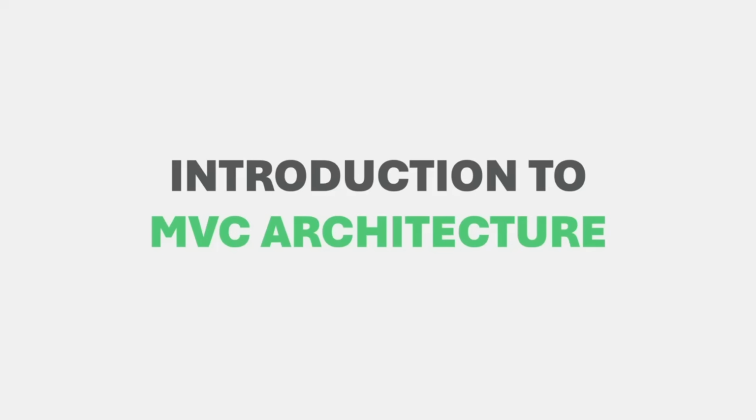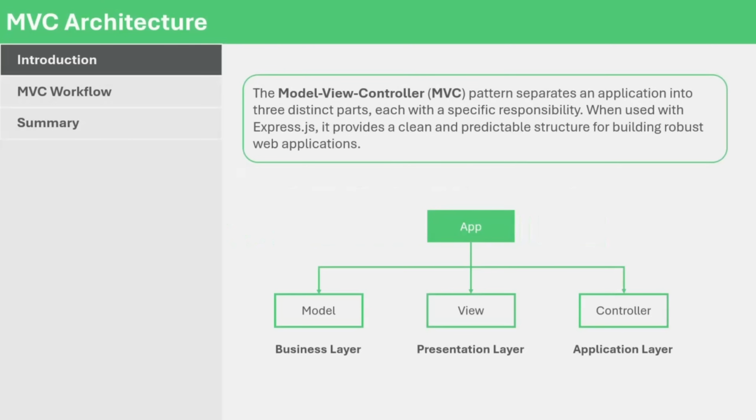So in this lecture, we are going to have a brief overview of MVC architecture, and then we will organize the files of our application using the MVC architecture. Now MVC stands for Model View Controller, and it is a pattern that separates an application into three distinct parts, each with a specific responsibility. When used with Express.js, it provides a clean and predictable structure for building robust web applications.